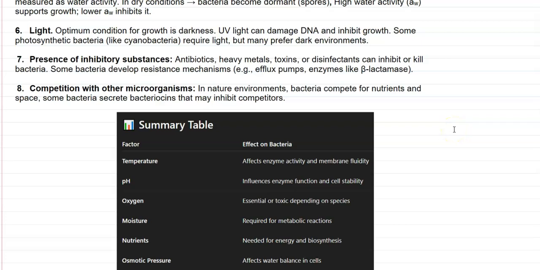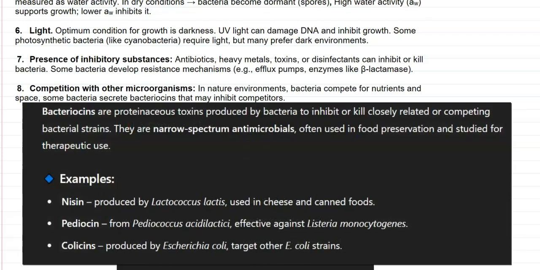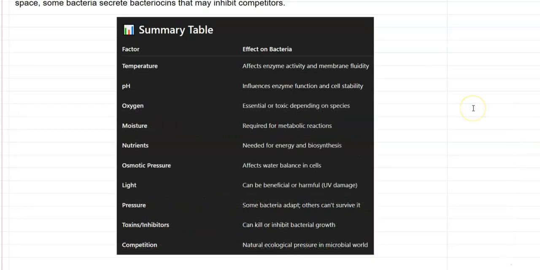Next, we look at the points related to competition with other organisms. As bacteria grow in their natural environment, they need to compete for nutrients as well as space with other organisms. This could be best influenced by the production and secretion of some specific substances such as bacteriocins that can inhibit other closely related competitors present in that environment. So this is a table which shows the various factors that can affect the growth of bacteria in nature.